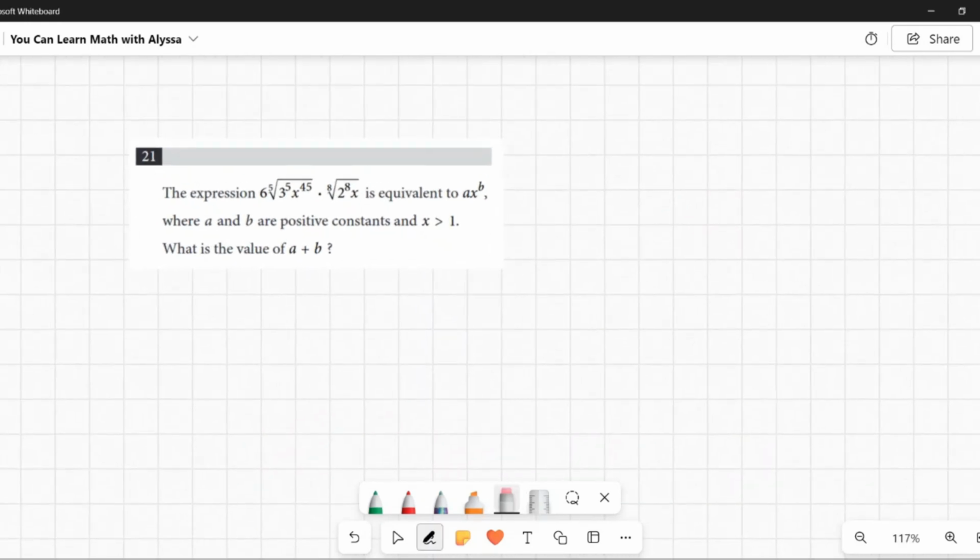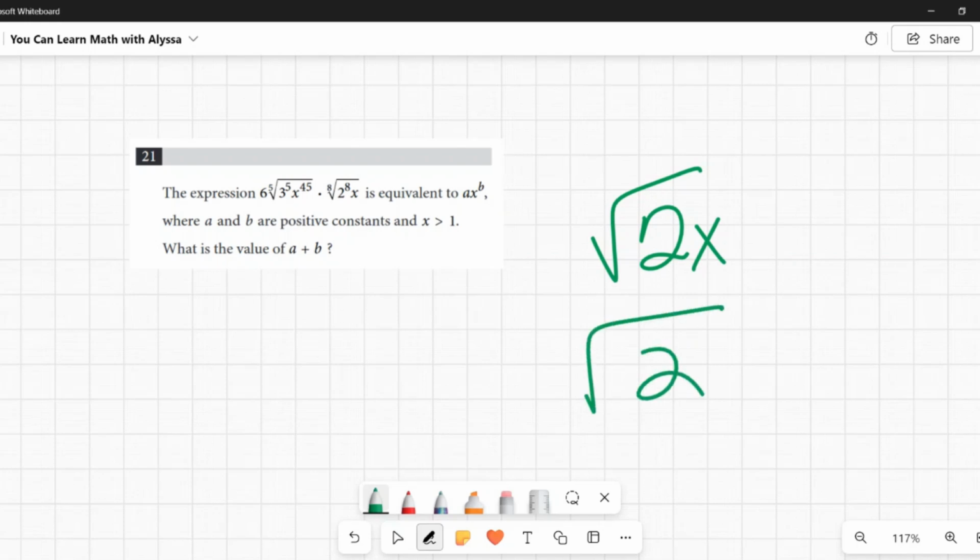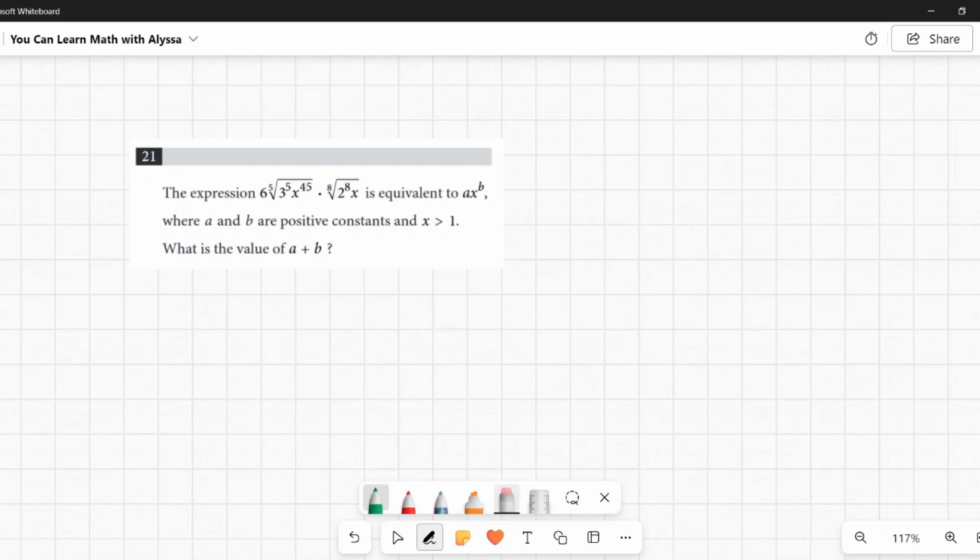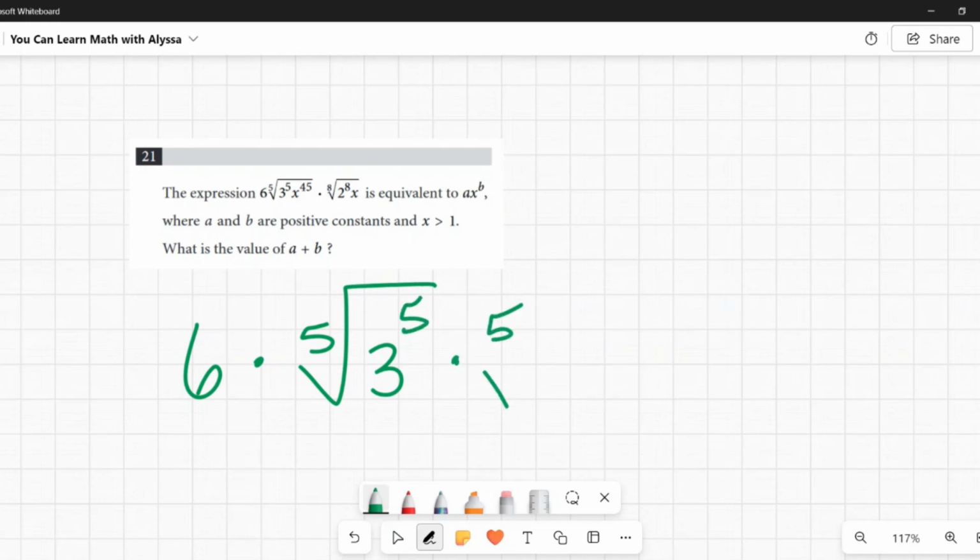Okay, so we have 6 times, oh, and also I should say, if you have the square root of 2x, you can split that up into the square root of 2 times the square root of x. Yes, that's the other one we can do. So it's really testing that we know all of these and that we're creative in our math so that we can solve this. Okay, so I have 6, and I'm going to start splitting things up, times the 5th root of 3 to the power of 5 times the 5th root of x to the power of 45.